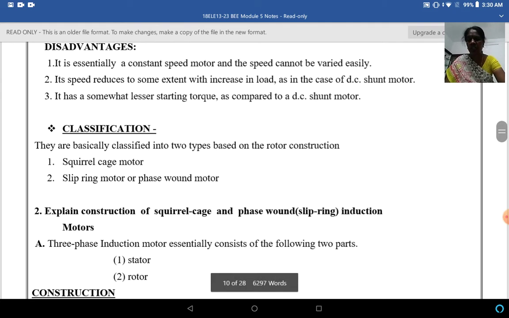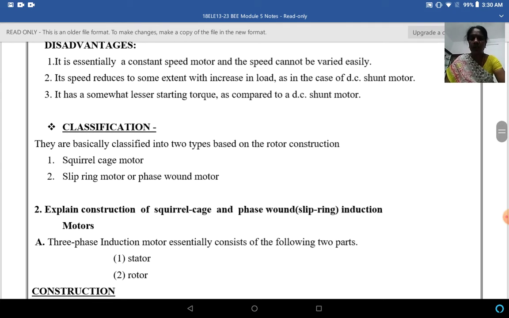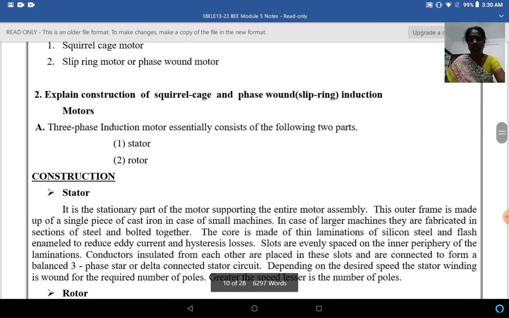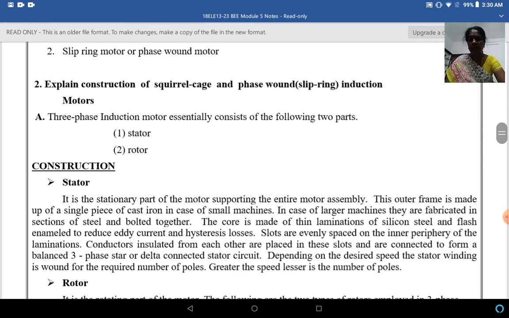The classification. The induction motor can be classified into two types based on the rotor construction. One is the squirrel cage induction motor and the other one is the slip ring induction motor. So for an AC motor, we will call it an induction motor. Now we'll see the construction of the squirrel cage and the phase wound induction motor.